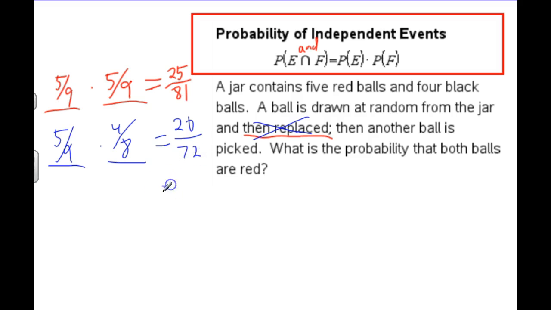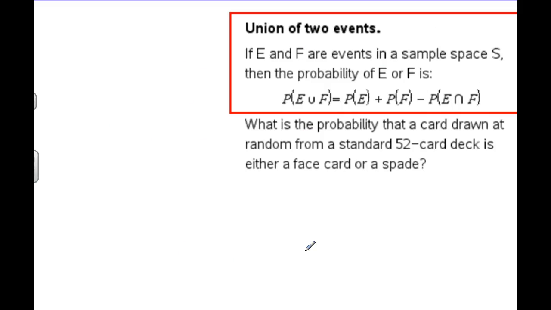And again, you want to keep simplifying. 10 over 36, or 5 over 18. Keep simplifying until you get a simplified fraction, or you can type it in a calculator and get a decimal, which would be fine. Union of two events.